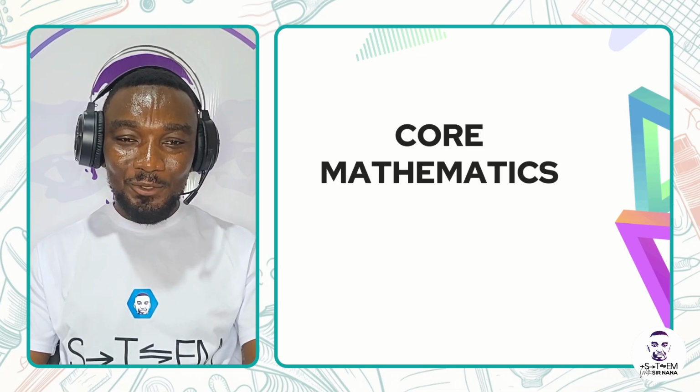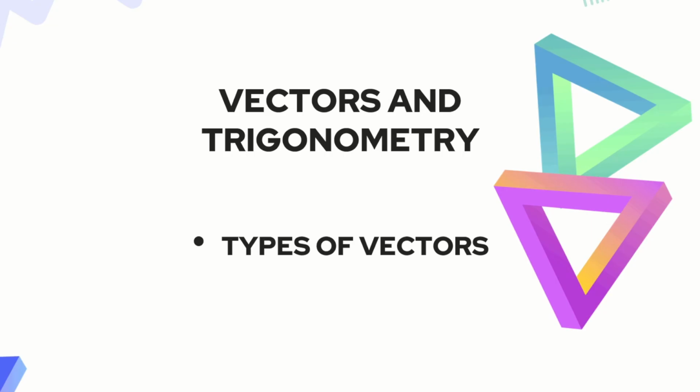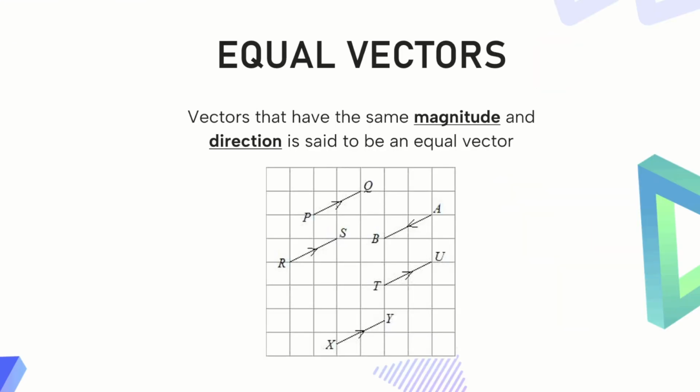In this lesson, we want to consider the types of vectors that we have, and we will focus on the equal vectors. So now let's look at what an equal vector is. Basically, when we look at equal vectors, we are considering two vectors. Let's consider that we have a vector AB, and then we have a vector XY.